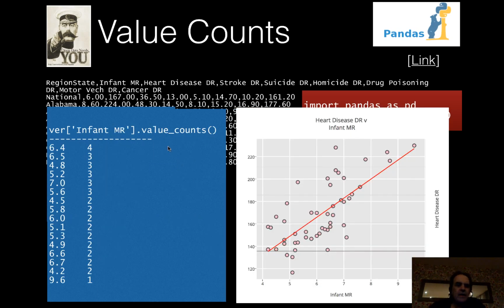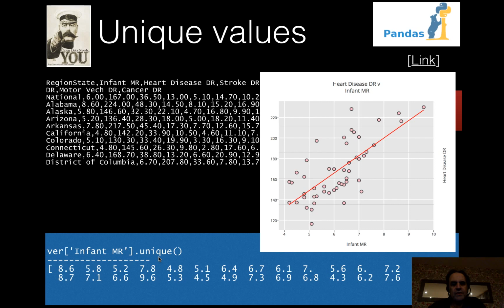We can do a count of the values. So in this case we're going through the infant mortality rate, and we find there are 4 values at 6.4. So those are probably those values here. For 6.5 there's 3, and so on. Okay, so this method allows us to be able to count the number of values that we have. We can also look at the number of unique values, and it'll give us a list of them. So in this case we have 8.6 and 8.7, but there isn't any 8.8.